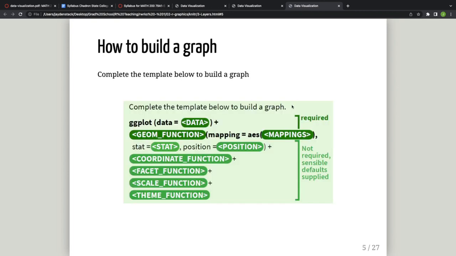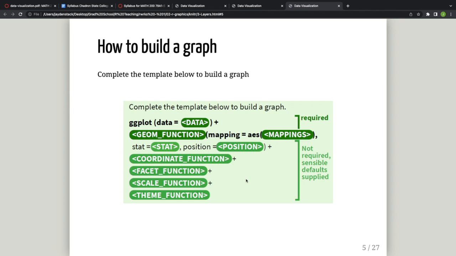Let's keep going. Now, how to build a graph? We had seen this a little bit with the syntax of the basic graph that we built. This is going to serve as the template of how we're going to build our graphs using the ggplot2 package. Okay, so ggplot, data equals our data, plus whatever geom function that we're doing, right? Now we're going to use our aesthetic with whatever function that we're doing. Maybe we need to create an aesthetic on the ggplot, stat equals stat, position, facet, scale, theme, coordinate function.